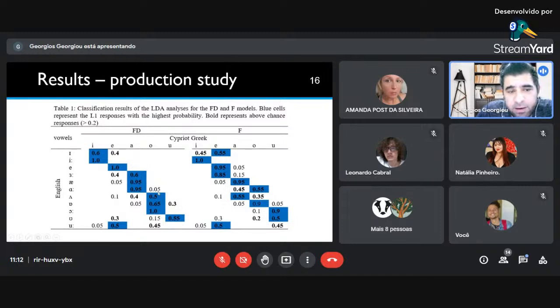You can see that there are similarities between the 2 models, the formant and duration model and the formant model, but there are also some differences. For example, the English A vowel was classified 95% in the Cypriot Greek A, but in the formant model, the same vowel was classified actually between A and O. So there are differences.